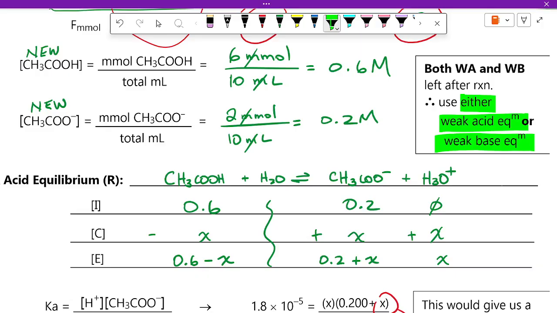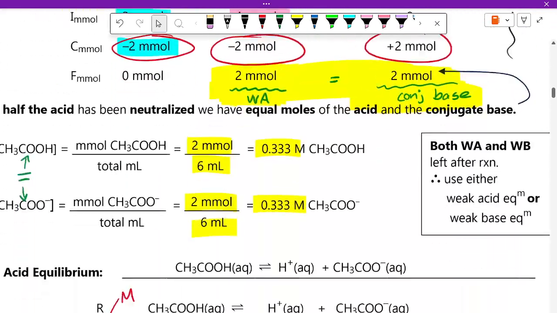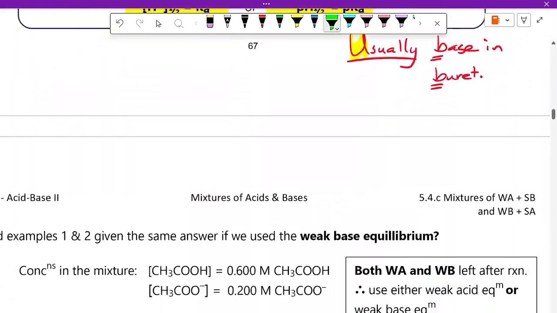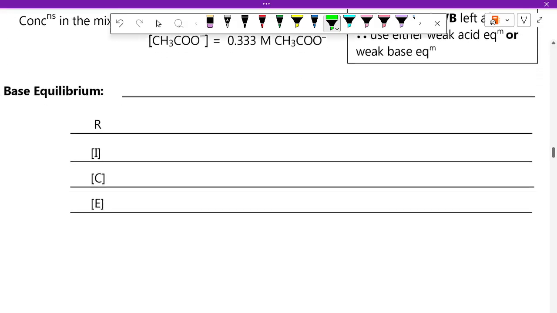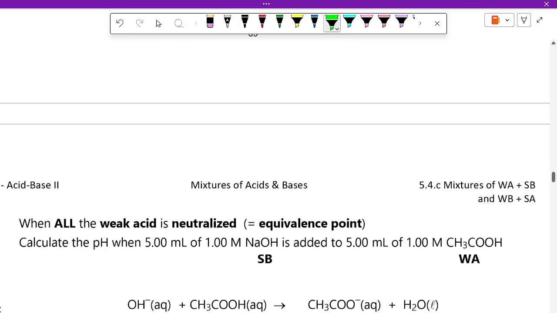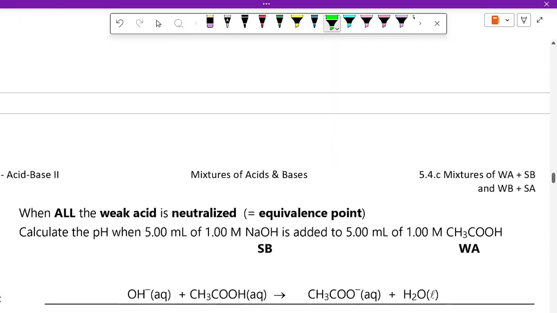Would we like to prove it? No? You just want to believe me? It's okay, I'm okay with that. We don't need to. You could go through and you could do it. You would have to find the Kb. All right, so we'll just skip that. There you go. You could do it.